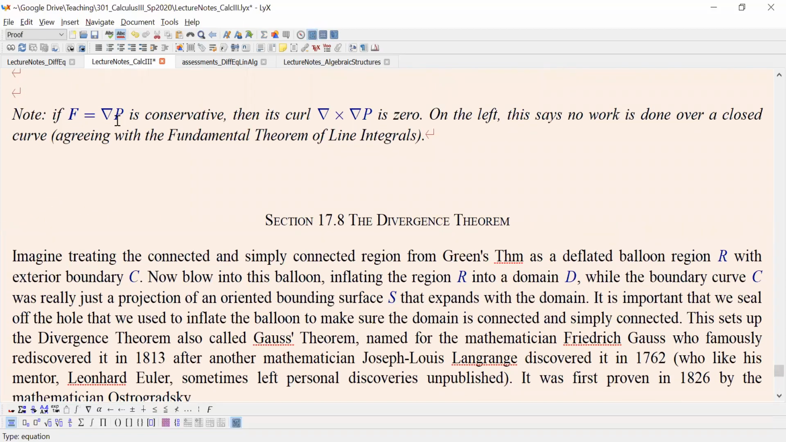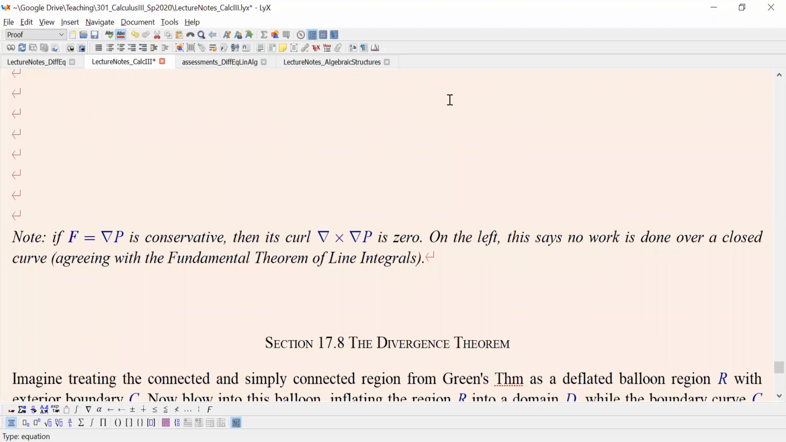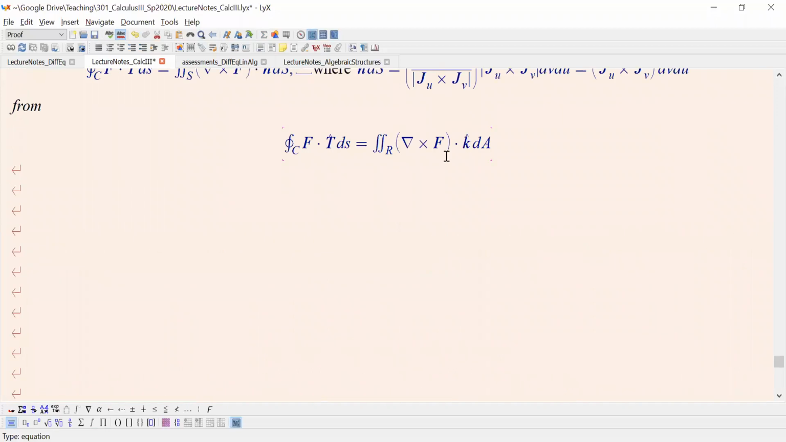Oh, and note, if F is conservative, then its curl is 0, because we've shown that the cross product of the del operator and a gradient is 0. You can think of those two as being parallel vectors, which says no work is done over a closed curve, which is identically equal to zero, agreeing with the fundamental theorem of line integrals. So if the curl is 0, then we are integrating around a conservative vector field and we get 0. The net curl is 0. Actually, here, every curl is 0 when it's conservative.